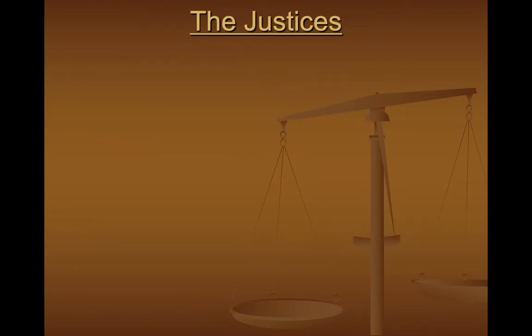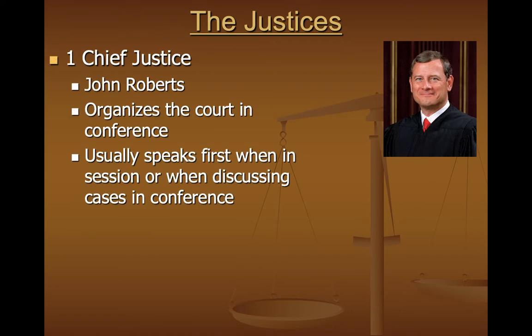The Supreme Court is structured with 9 justices who ultimately hold its power and exercise its power through their decisions. The most important justice on the court is known as the Chief Justice. This is currently being filled by Judge John Roberts, and the Chief Justice has two important roles. The first role is to organize the court when it is in conference and direct that activity, which will be reviewed later in this presentation.